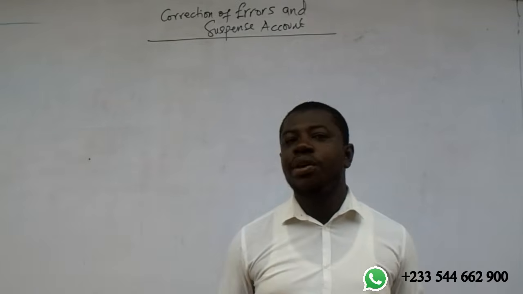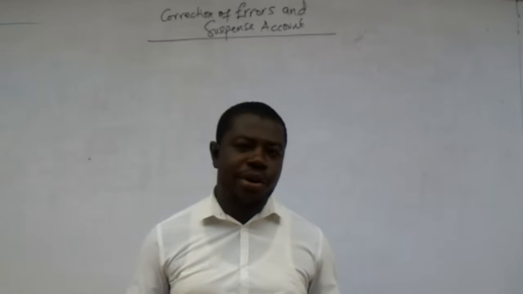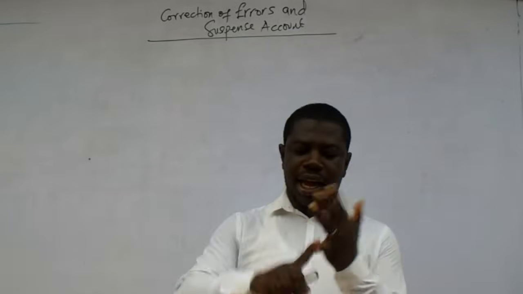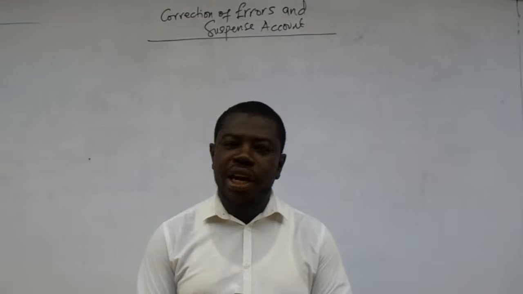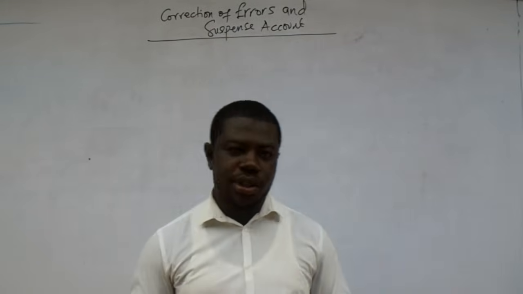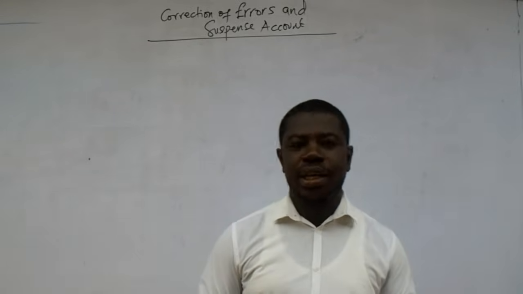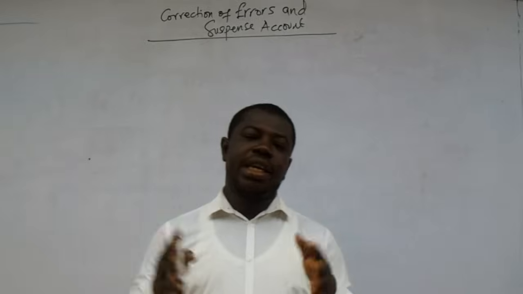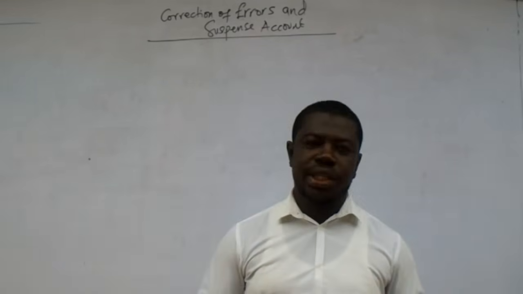When we come to accounting and we say error, what is an error in accounting? An accounting error is either an omission, a misstatement, or a wrong entry in the books of accounts. So once you make an omission, there is a misstatement somewhere or a wrong entry, then it is an error. So that is how an error is defined as far as accounting is concerned.